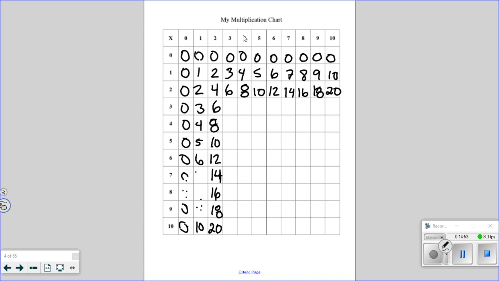The trick we used yesterday was to take our 2s and double it. So I've got 4 times 3. What's 2 times 3? What's 2 times 3, Ava? 5. 2 times 3 is not 5. Nope.